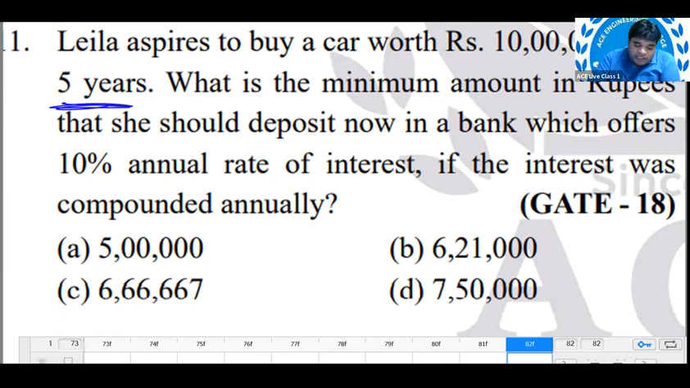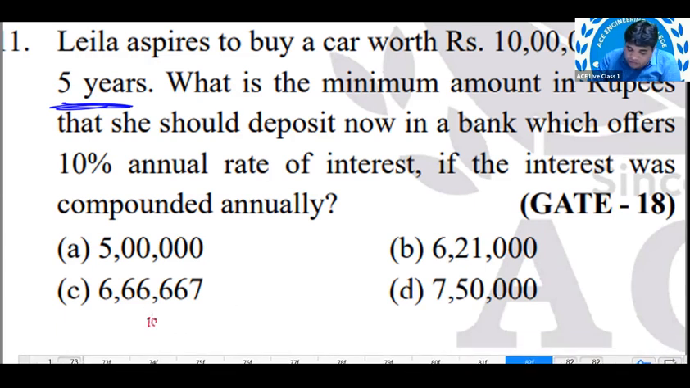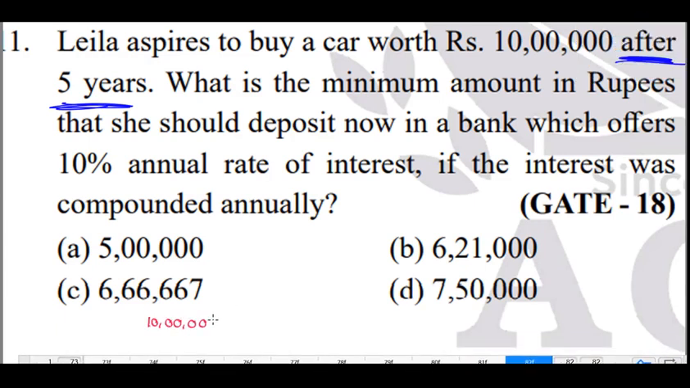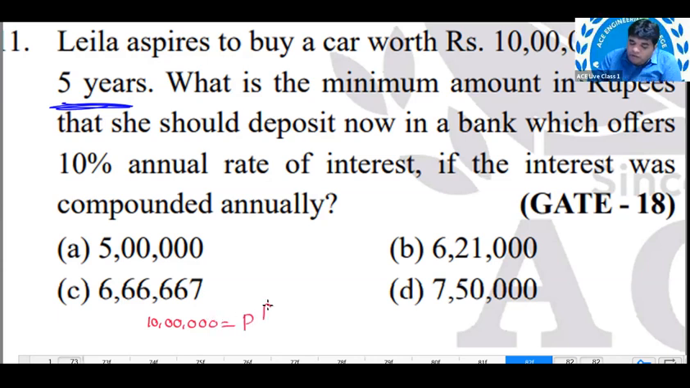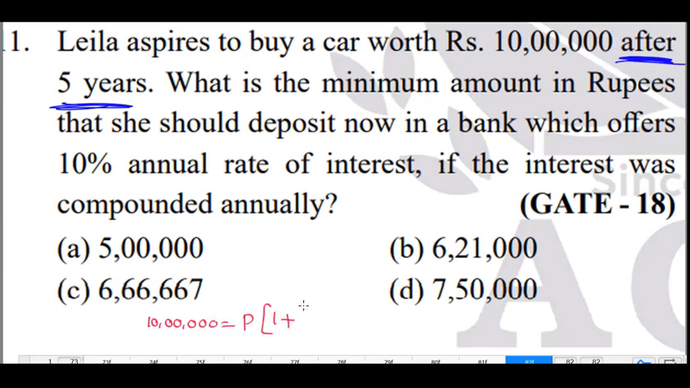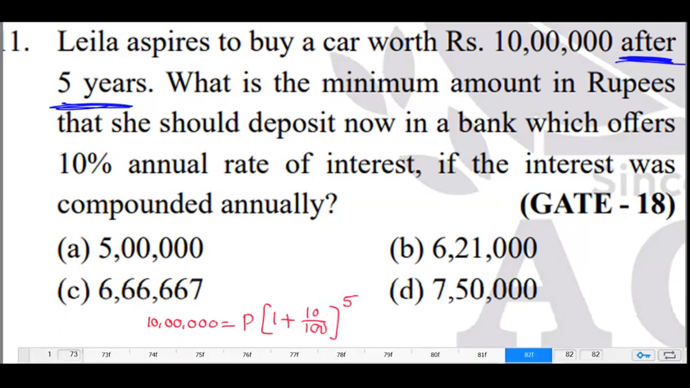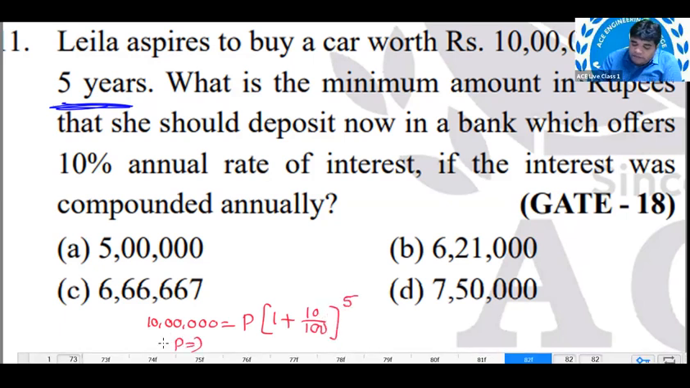Amount is given. Say amount is 10 lakhs. Total amount is equal to principal, which we don't know, times (1 plus 10 by 100) power 5. Then after simplifying, we get the principal.